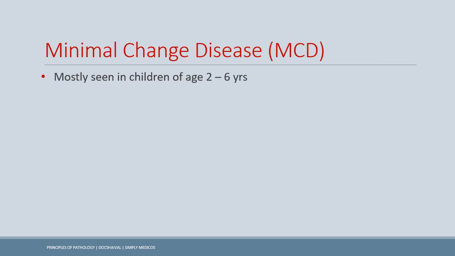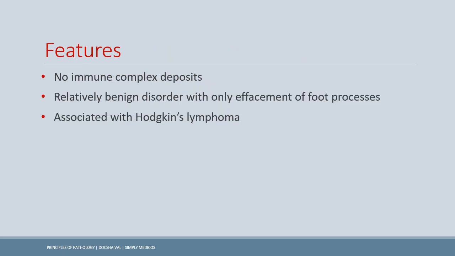Okay. Now, the first one is the minimal change disease. It is the most common cause of the nephrotic syndrome among the children of age 2 to 6 years. The name minimal change gives us a big hint that the glomeruli actually appear normal in case of the light microscopy, and we don't have any immune complex deposition.